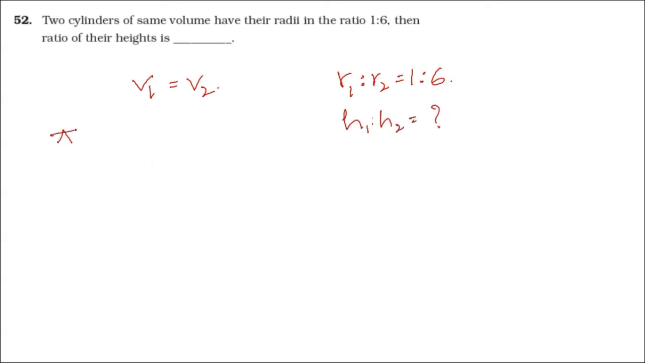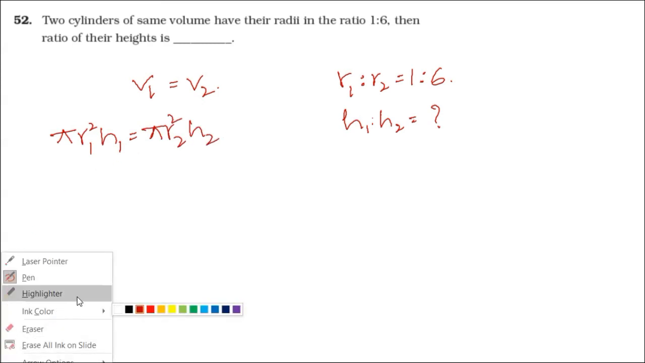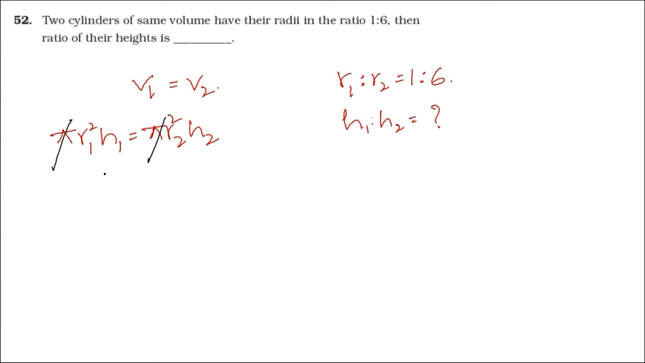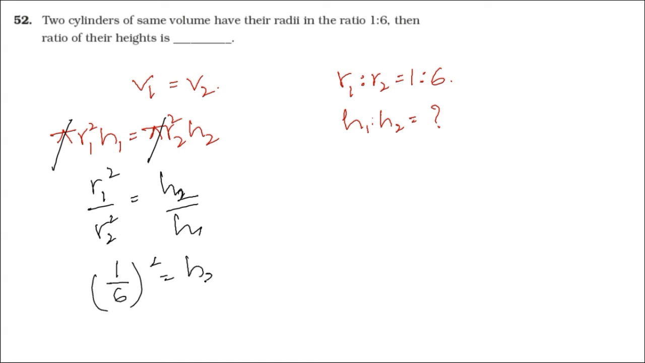We know pi r square h is the volume. Here I can cancel out this pi. R1 square by R2 square will be equal to H2 by H1. So it is 1/6 whole square equal to H2 by H1. This implies that H1 to H2 will be equal to 36:1. It becomes the reciprocal. So the ratio of the heights is 36:1.